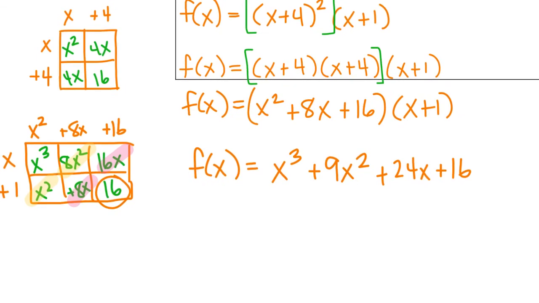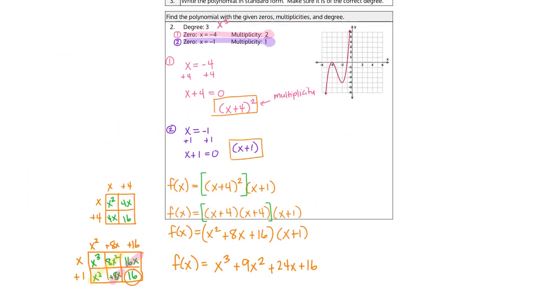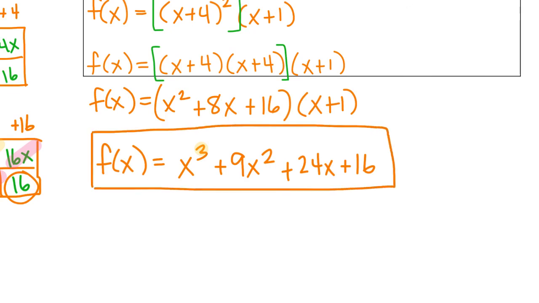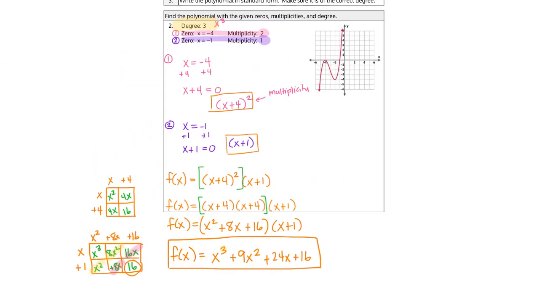I'm going to double check back at the original top problem. It said that we should have a degree of 3. And we do, because we have x to the third power. So that is our function that matches that graph with the given zeros and multiplicities.